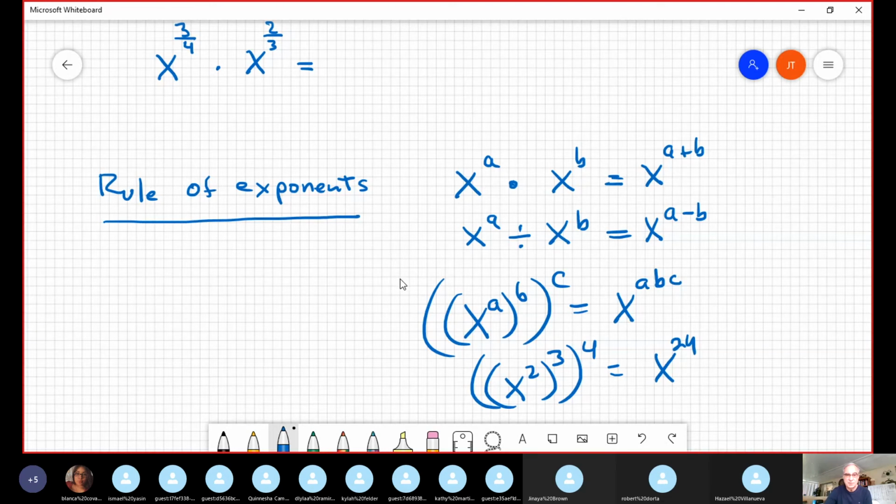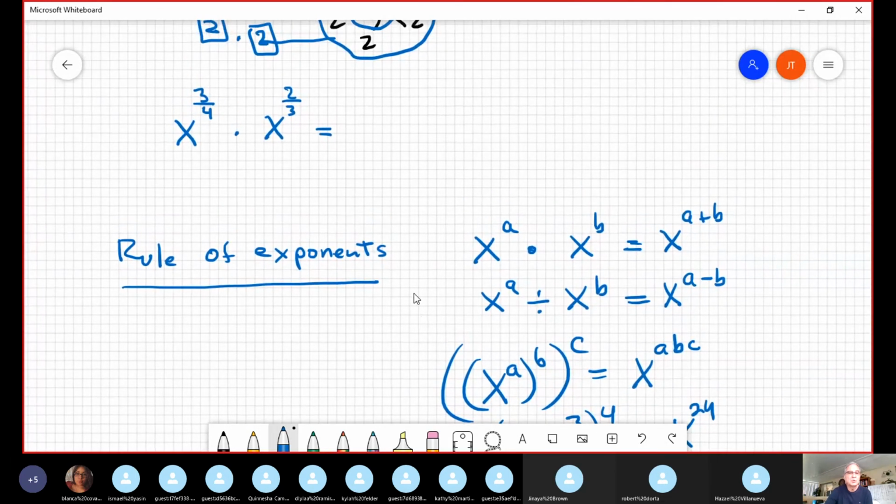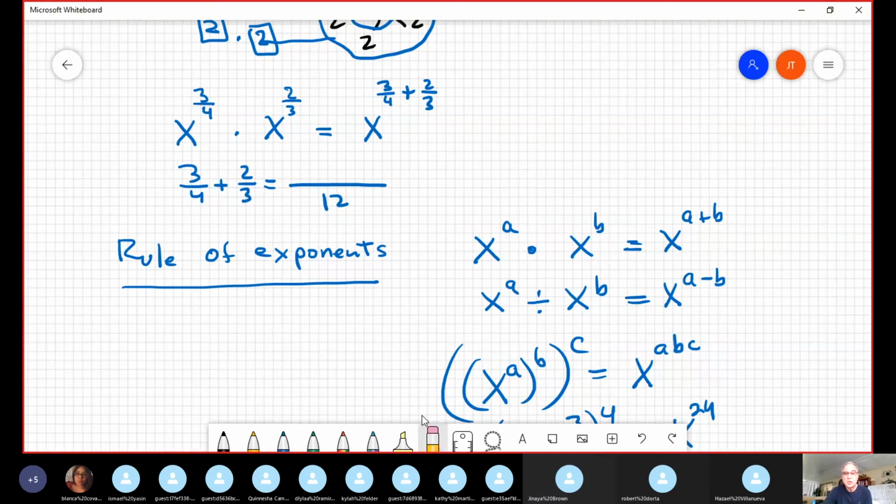In this specific example it was multiplication, no? And multiplication is X to the 3/4 plus 2/3. So we compute it separately. This 3/4 plus 2/3. Okay, I need to find the least common denominator, which is 12. The least common denominator between 4 and 3 is 12, no? Yes or no? Do you know or you don't know? Yes.